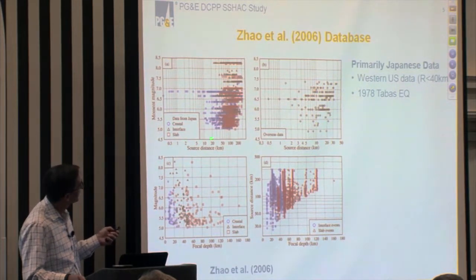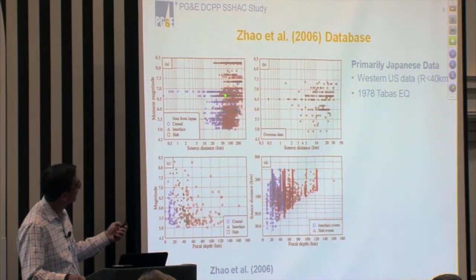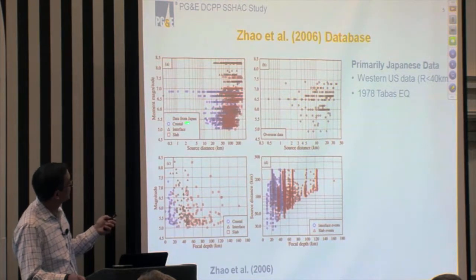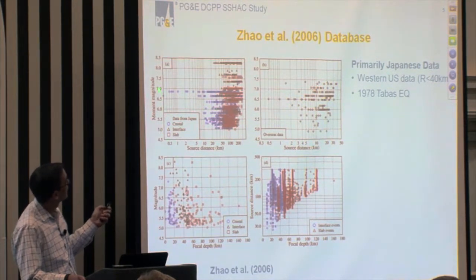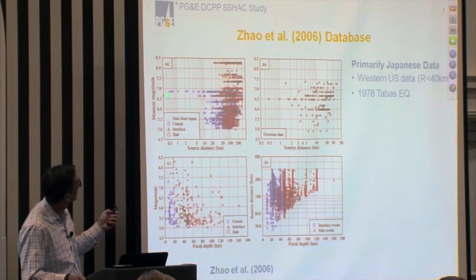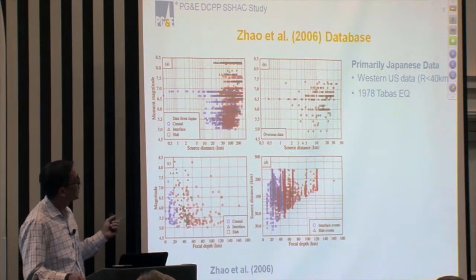So you can see his distances range from a little bit less than a kilometer, but primarily up in the 10 to 100 kilometer distance range. His magnitude is cut off at a magnitude of 5 and goes up in the crustal sense to just under 7. That's just for the Japanese events.